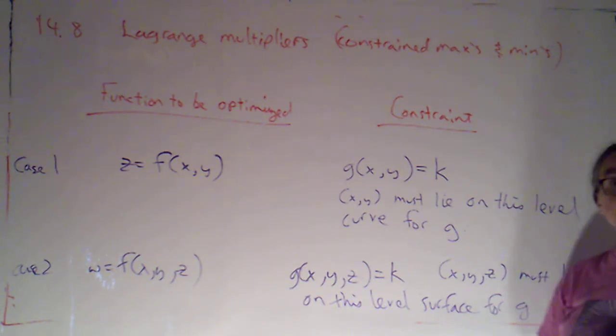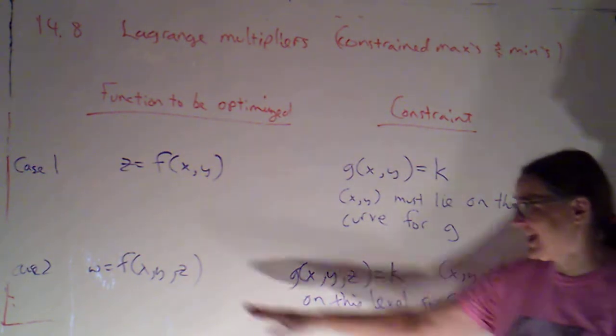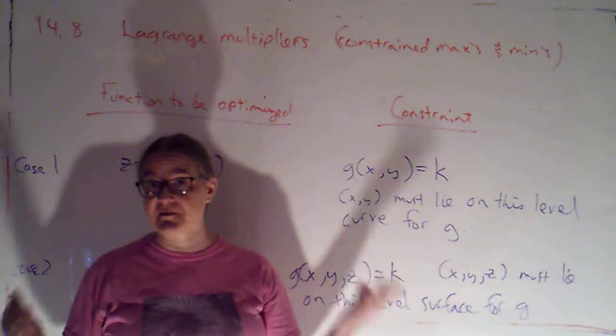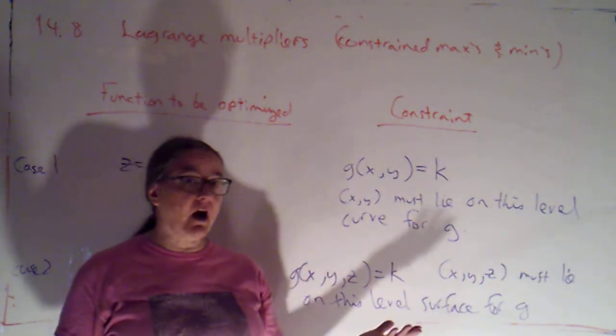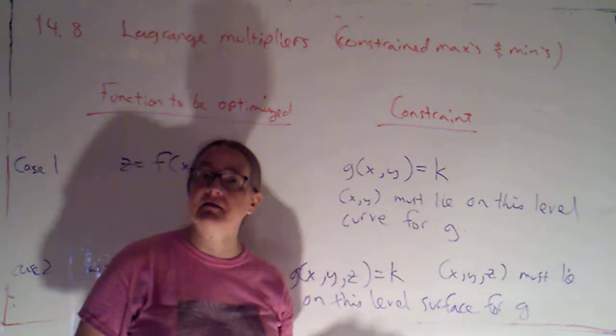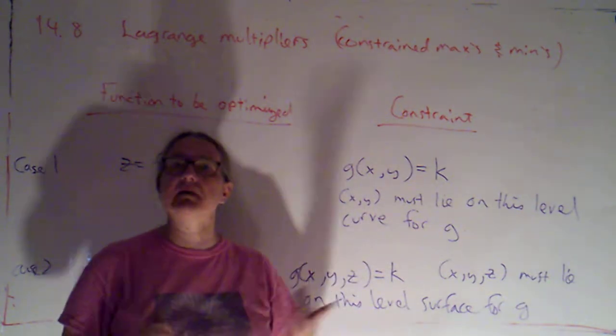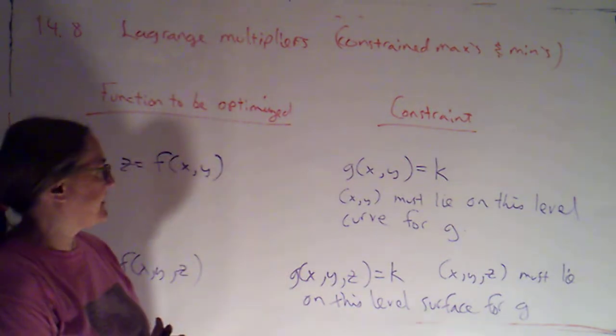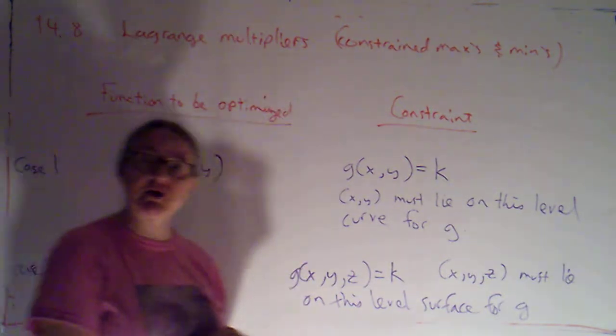Again, if that level surface happens to be closed and bounded, and my function is continuous, the extreme value theorem will guarantee that there's a max and a min. If not, the max and min may or may not exist, but this technique will help me find them if they do. Okay, now why might we want to do this?